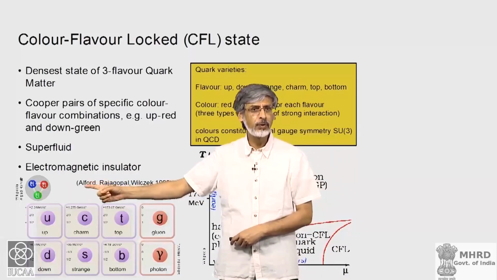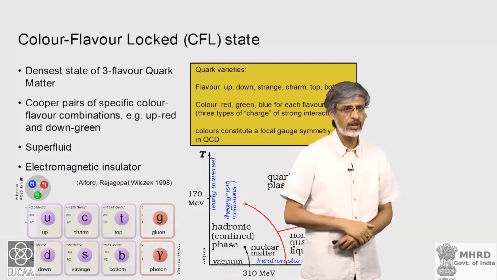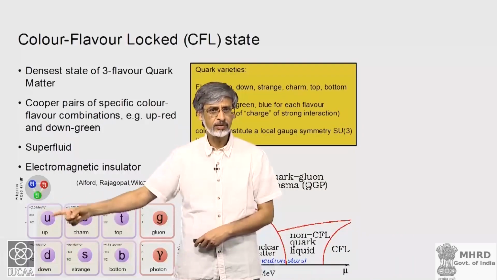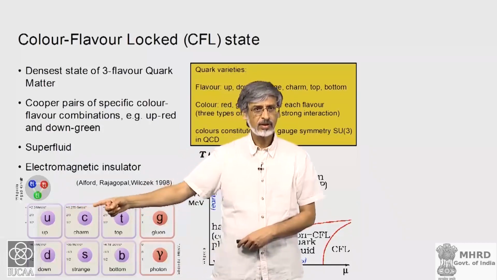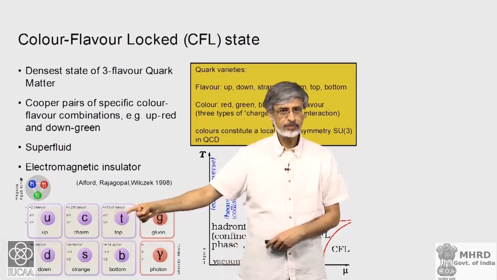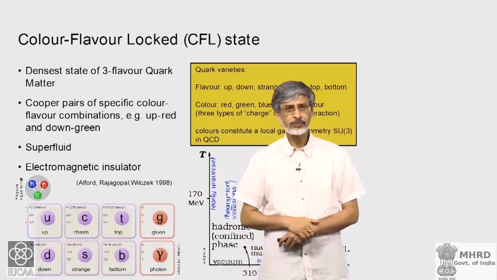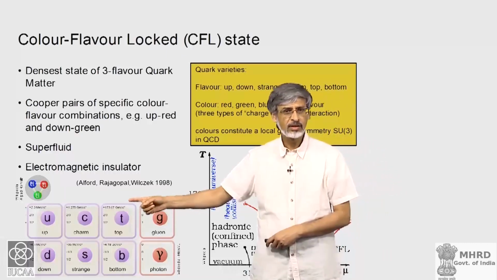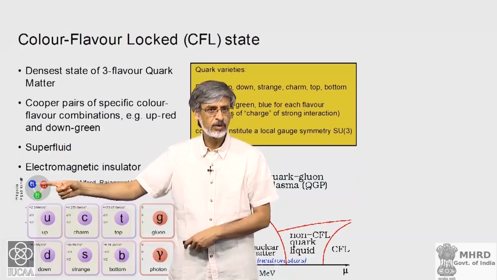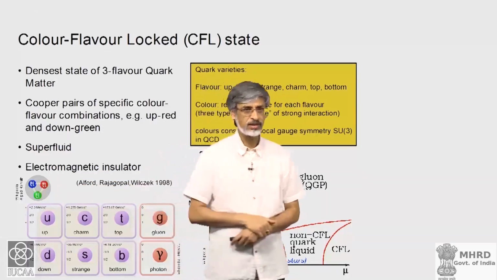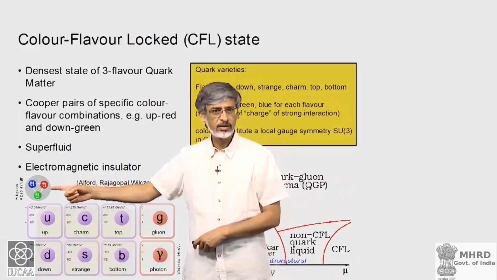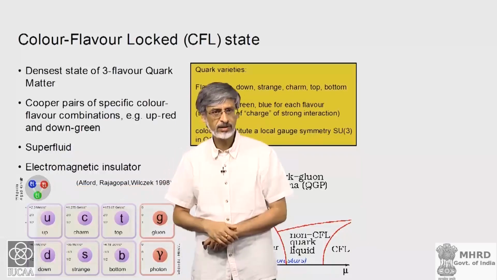So, red, green, blue are the 3 color states of any quark, and these are the flavor states: up, down, then strange, charm, bottom, top and so on. So, these are the flavor families, and these colors are the 3 quantum chromodynamics color states. So, any quark can appear in any of these 3 color states.